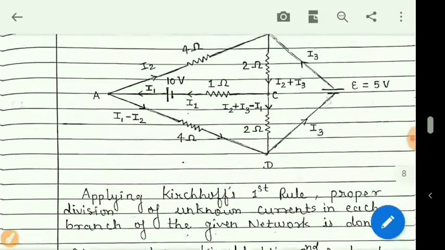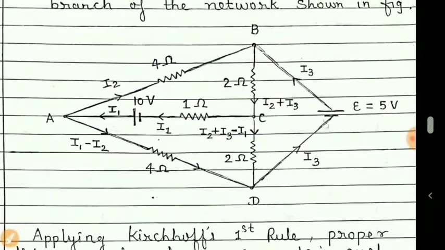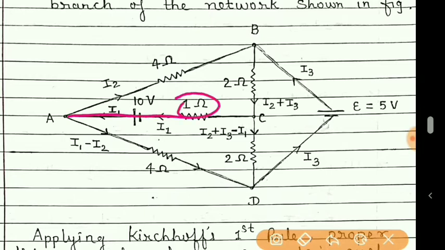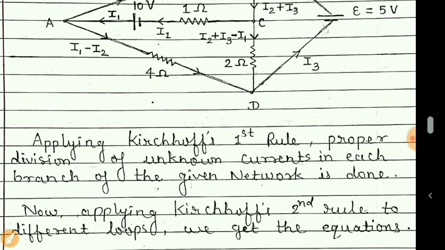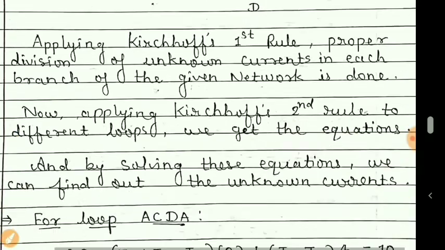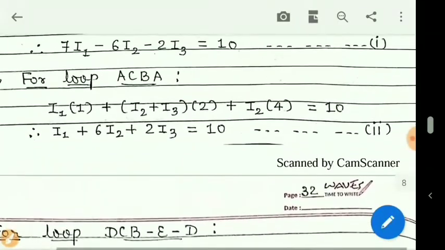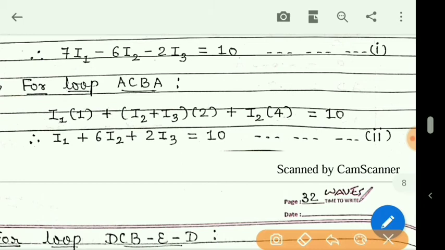So now after the battery, which resistance is there? 1 ohm, and the current is I1. So I into R. But the current is in the opposite direction. You can see the current is in this direction. We are moving in this direction. So plus sign will be there. So here we have written the same thing. I1 into resistance 1.